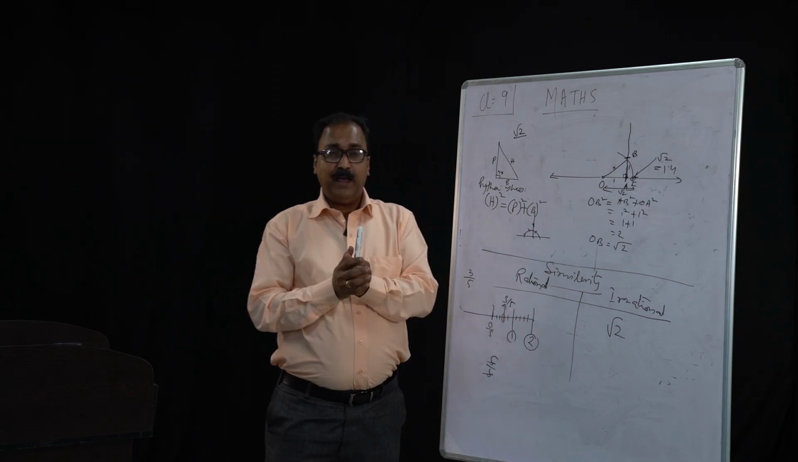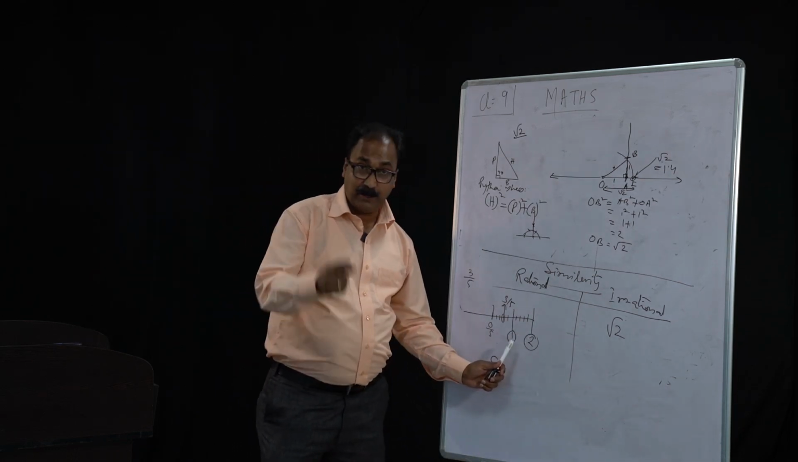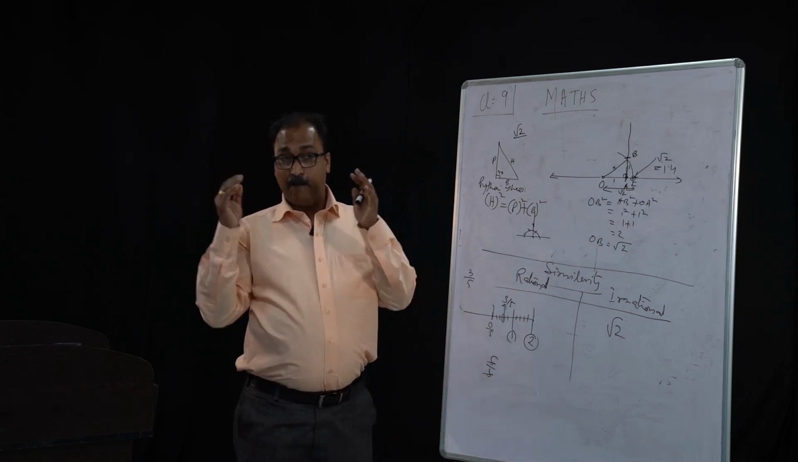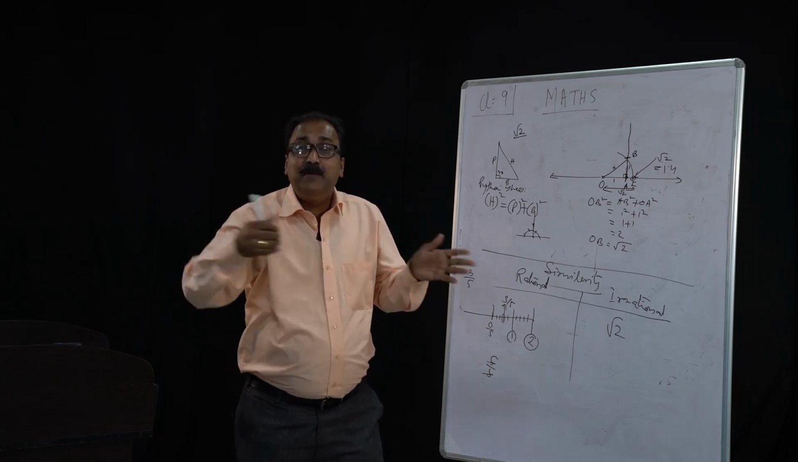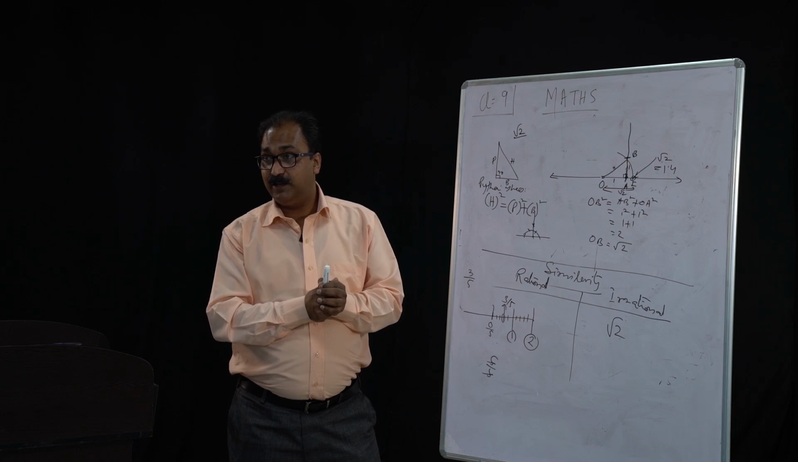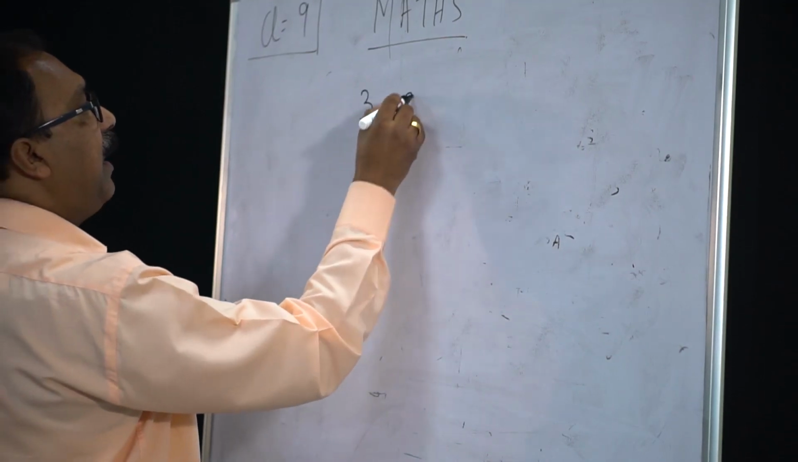Clear? Now suppose you take 1 and 2. These are also rational numbers. I told you, P by Q form: 1 by 1, 2 by 1 we can write. But how many numbers we can find between two rational numbers, that you have to check. Clear? Now look here, I write 3 and 4.